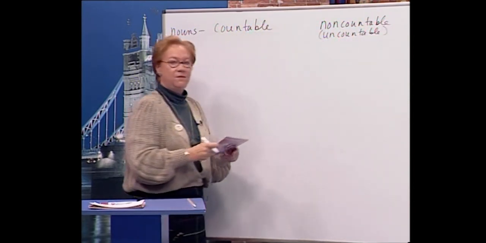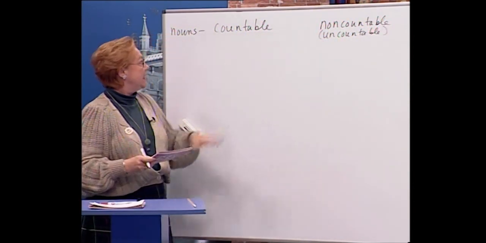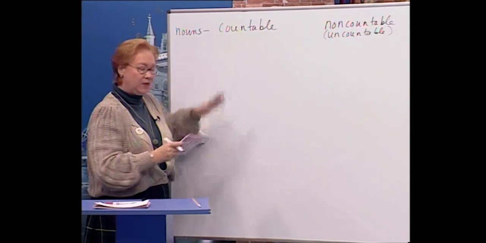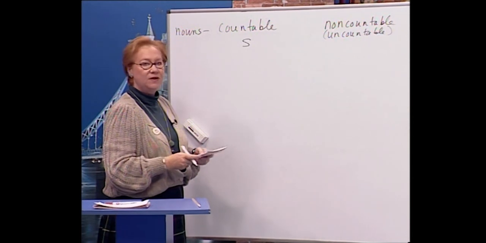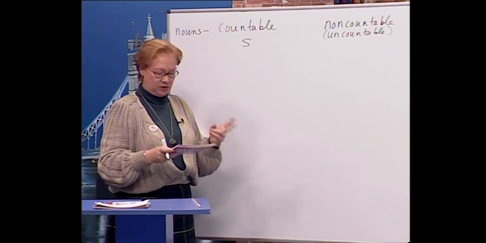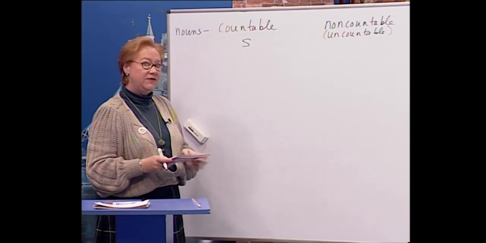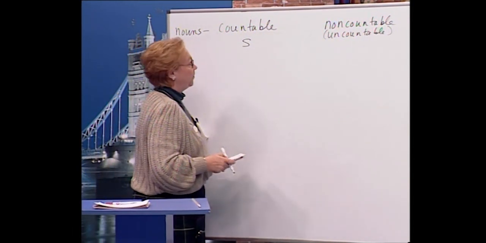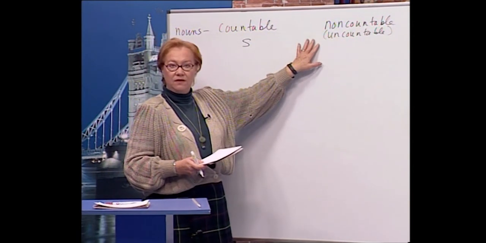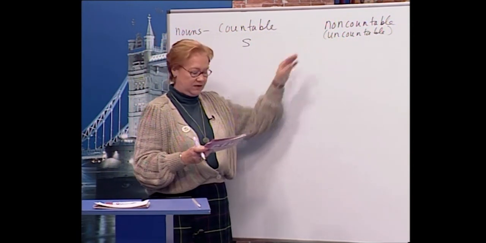Now, there are two groups. If something is countable, we can put an S on it. For example, one apple, two apples. However, some things cannot be counted. So, let's talk about the things that we can't count.